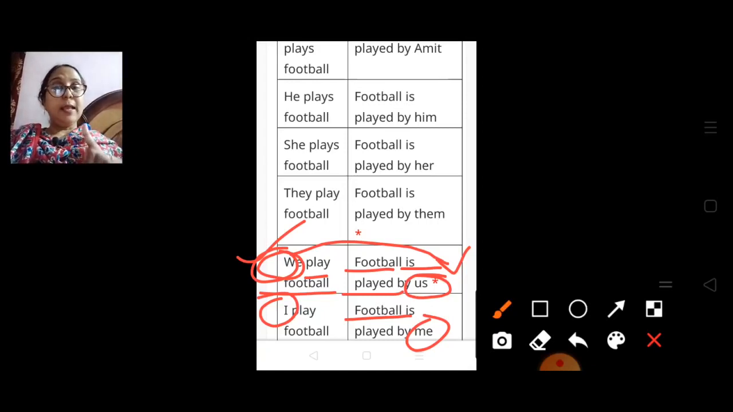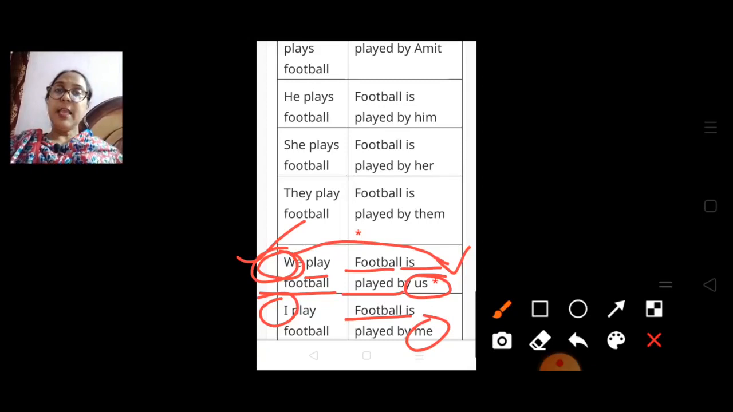One thing, and the most important thing, is that we should always change the personal pronoun. He becomes him, she becomes her, I becomes me. So these types of changes will be there. This table you should always remember: the change in personal pronouns and the linking verb or auxiliary verb, as you all know. So these are the concepts of changing active to passive voice in simple present tense.